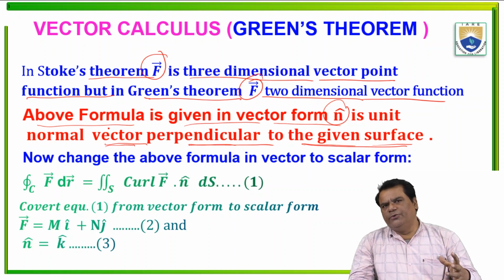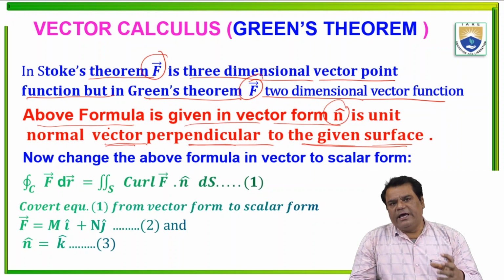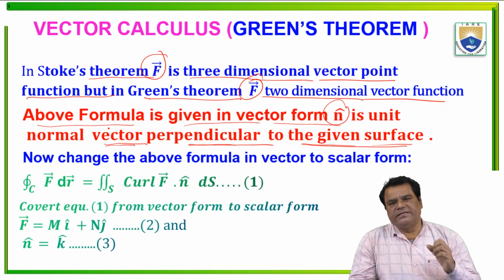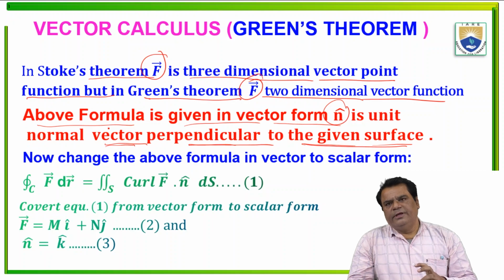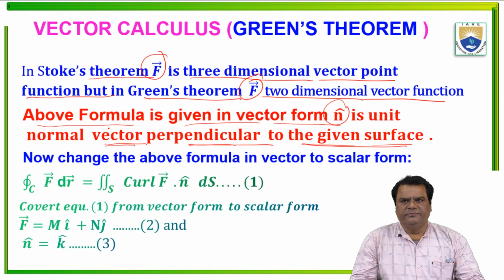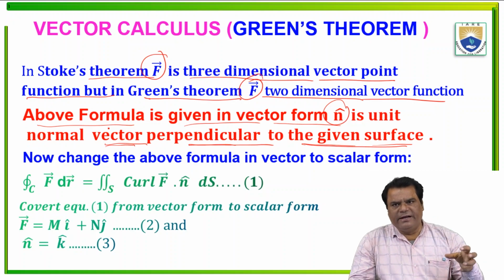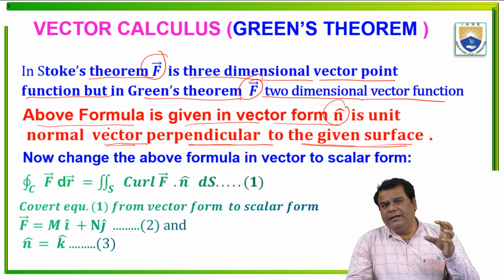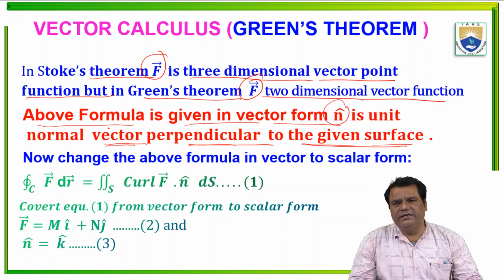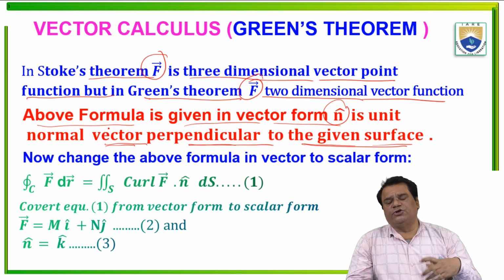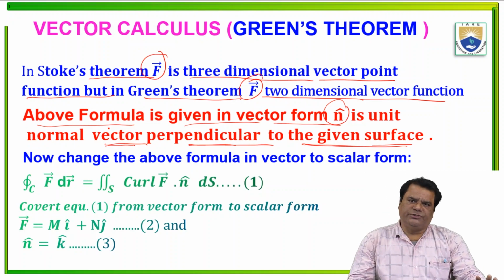I have already told you, in Stokes theorem, F vector is a three-dimensional vector point function. But in Green theorem, F vector is a two-dimensional vector point function. If we take a two-dimensional vector point function, then that formula converts into Green theorem. If we take F as a three-dimensional vector point function, then the formula is known as Stokes theorem. Only this elementary change is there in the question.